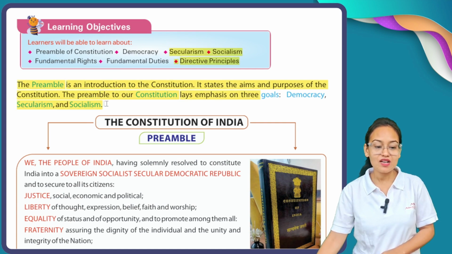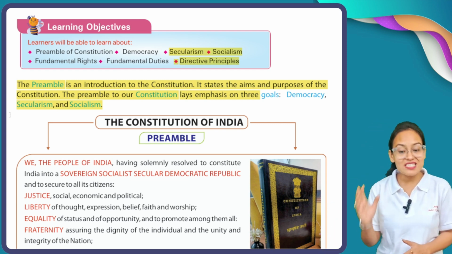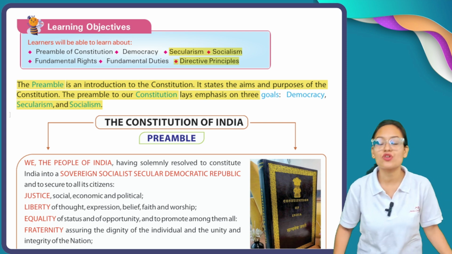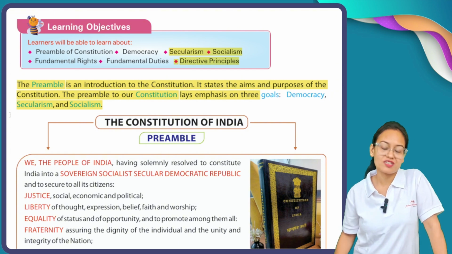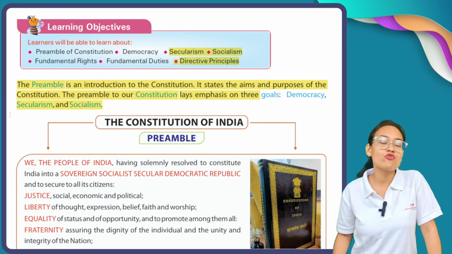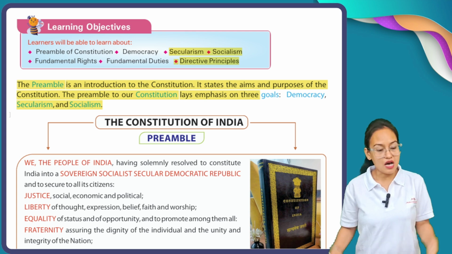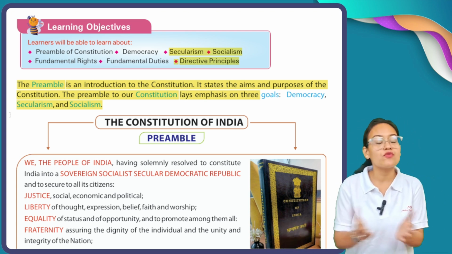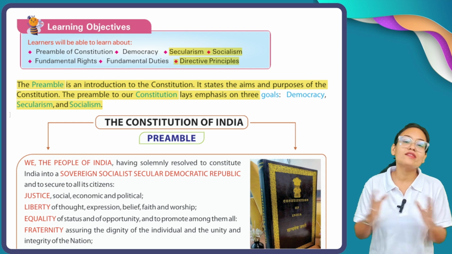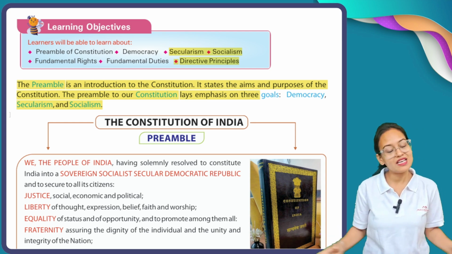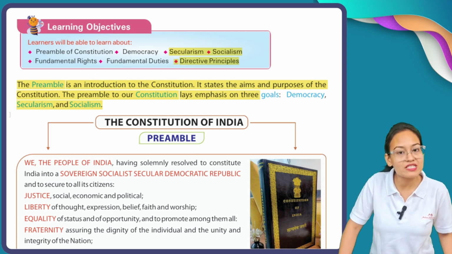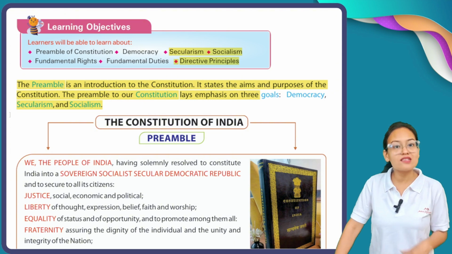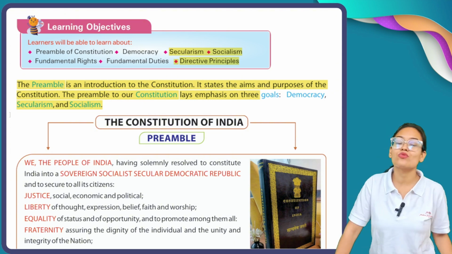See, the preamble is an introduction to the Constitution. It states the aim and purposes of the Constitution. Now, what is the meaning of preamble? What is the meaning of Constitution? Preamble is the introduction of our Constitution. A Constitution is a book in which all things are written about each and every citizen of India: what kind of rights they got, what duties they have to perform. All these things are written in a book, and that book is known as Constitution.